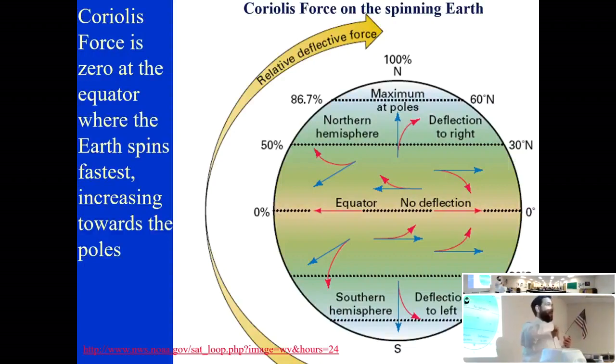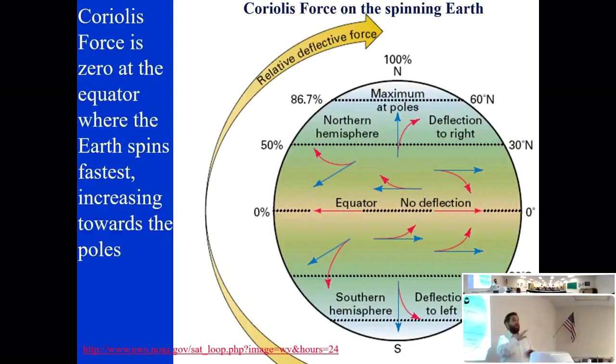So the Coriolis force is the deflection of any moving fluid over the surface of the Earth due to the rotation of the Earth. It's 0 at the equator, and the magnitude of the Coriolis force increases as you go towards the poles. So at the North Pole, you're going to get a lot of Coriolis force. Near the equator, you're going to get no Coriolis force.